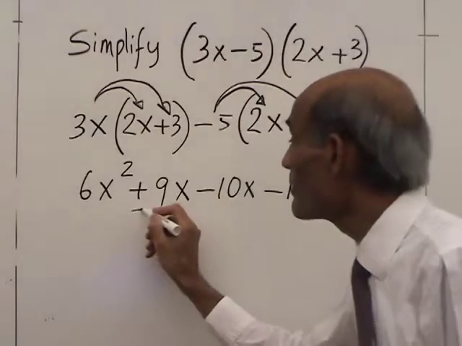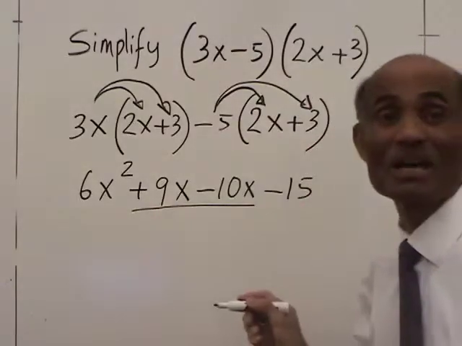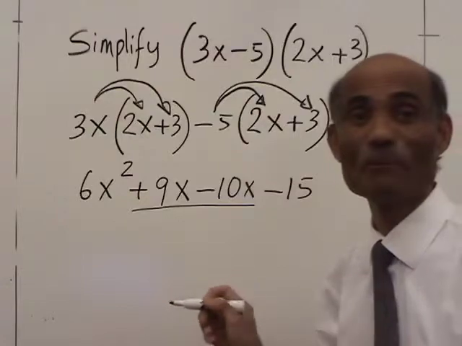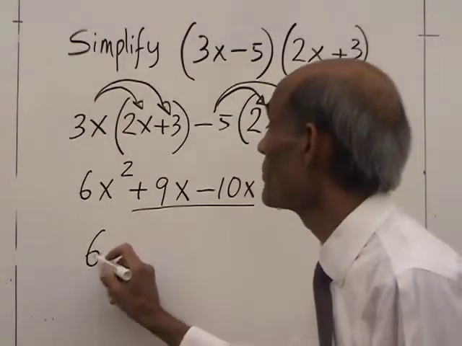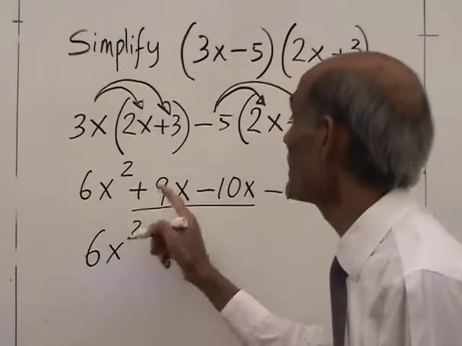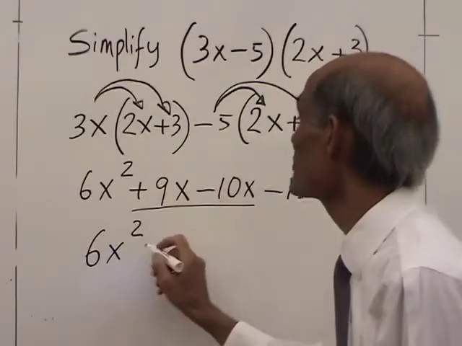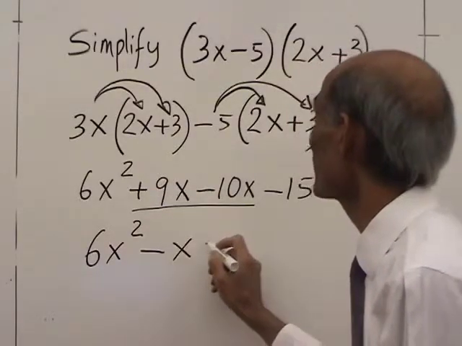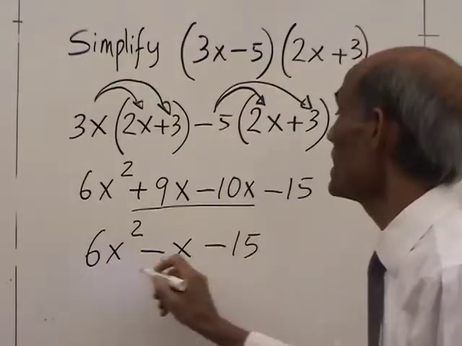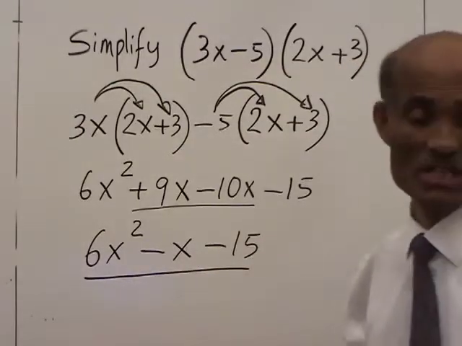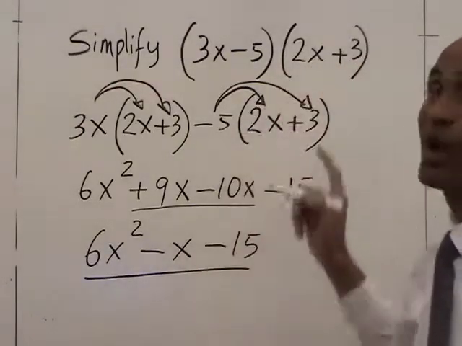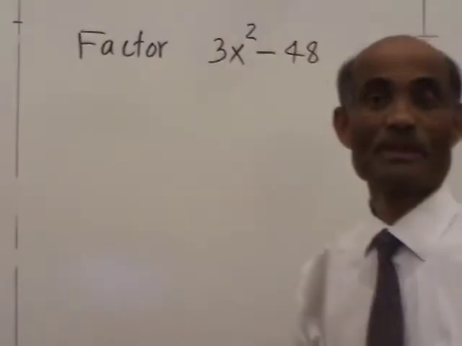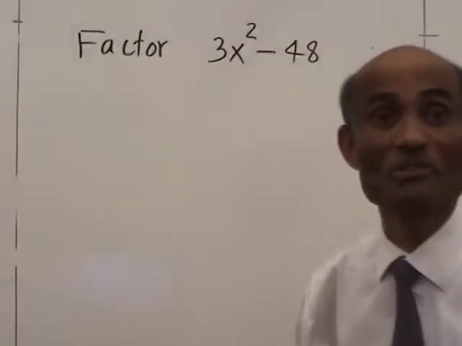Now we combine the middle term, the like terms, plus 9x minus 10x. That will give you 6x squared plus 9x minus 10x, which is minus x, minus 15, and that is the simplified form of this. Let's now do another factoring problem.